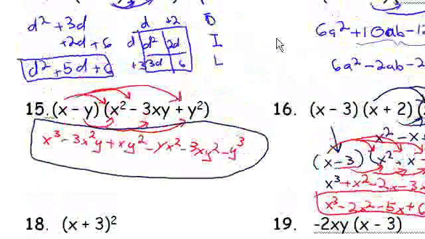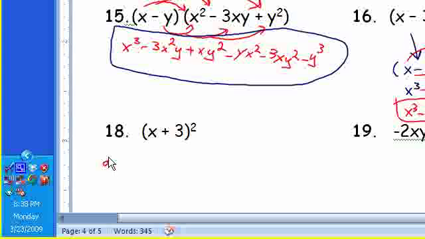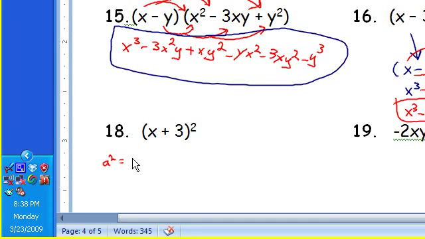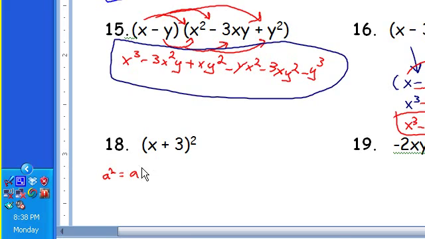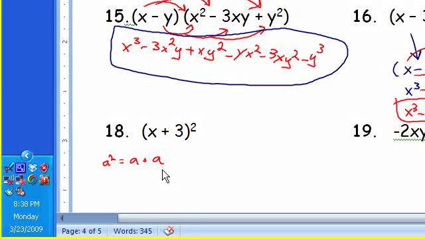Well, let me ask you a question. What's a squared? Oh, well, that's a times a. Okay, well, all we did, this square just tells us to rewrite this base twice and multiply it by itself. That's exactly what this square is telling us to do right here.